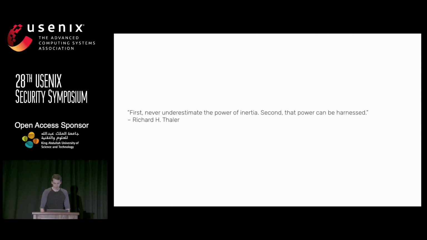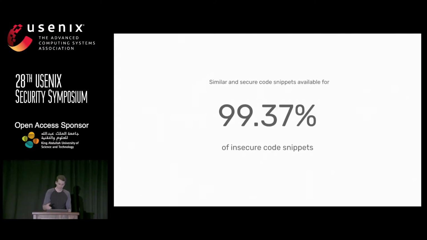And for us, that sounded quite nice. So it inspired us for our main approach, which was, maybe it's possible to exploit this copy and paste behavior and also the apparently unbeatable usability of Stack Overflow to help people getting security right. But how to do that? One of the most important findings in our paper to answer this question was that we found out that Stack Overflow provides similar and secure code snippets for almost all of the insecure code snippets.